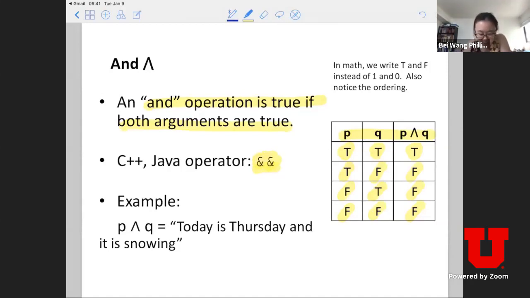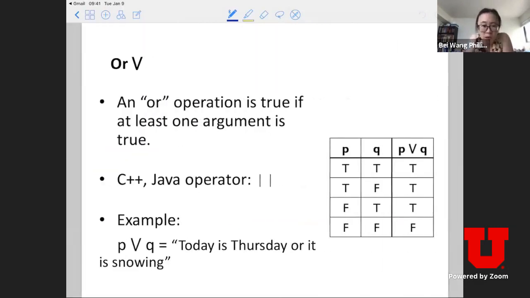So if we go back to say, well, if the variable P represents the statement or proposition, today is Thursday, and variable Q represents the statement or the proposition, it is snowing, then P and Q means today is Thursday and it is snowing. Similarly, let's look at the OR operation.